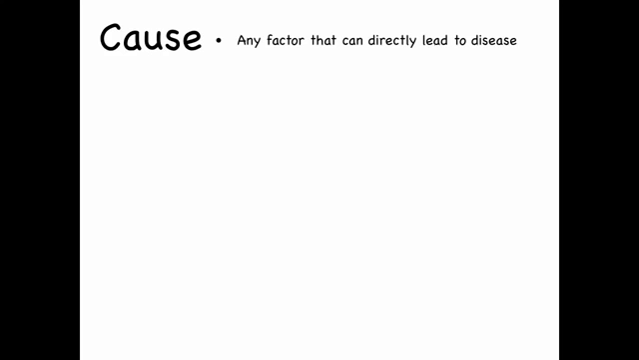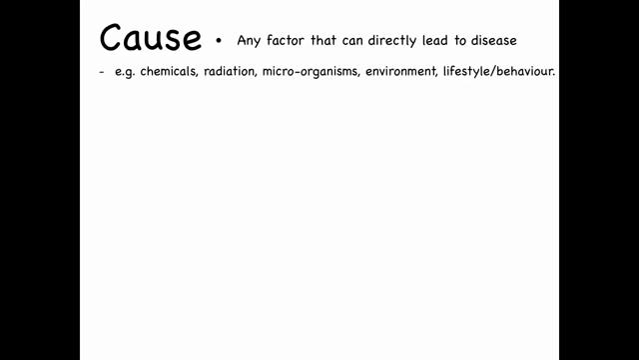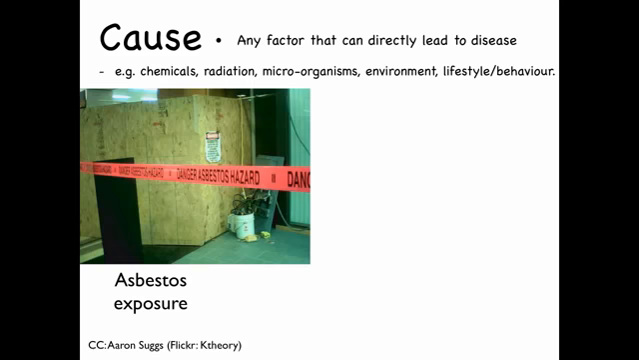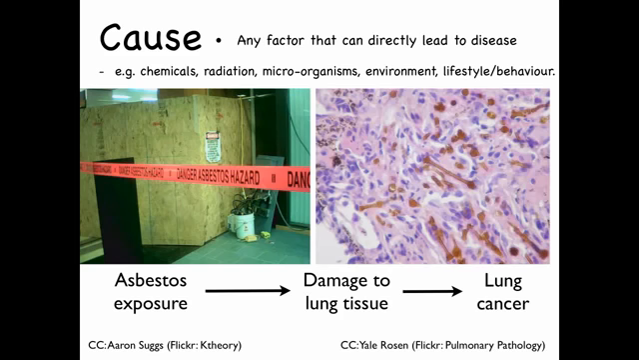We can say a cause is any factor that can directly lead to a disease. So for example, microorganisms can cause the flu. The HIV virus causes you to get HIV. Chemical or radiations may cause cell damage, causing cancer. So for example, asbestos exposure can lead to damage to the lung tissue, which can cause lung cancer.